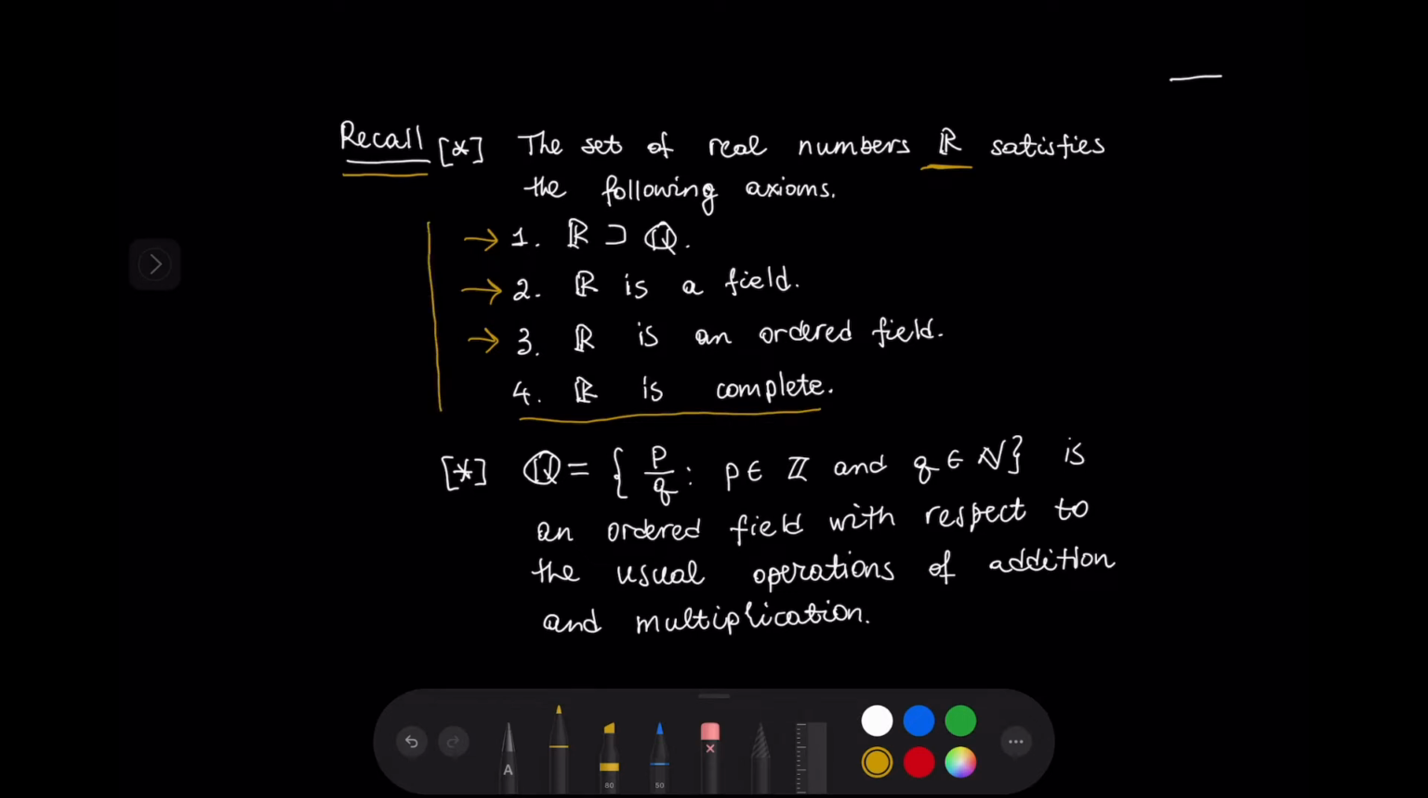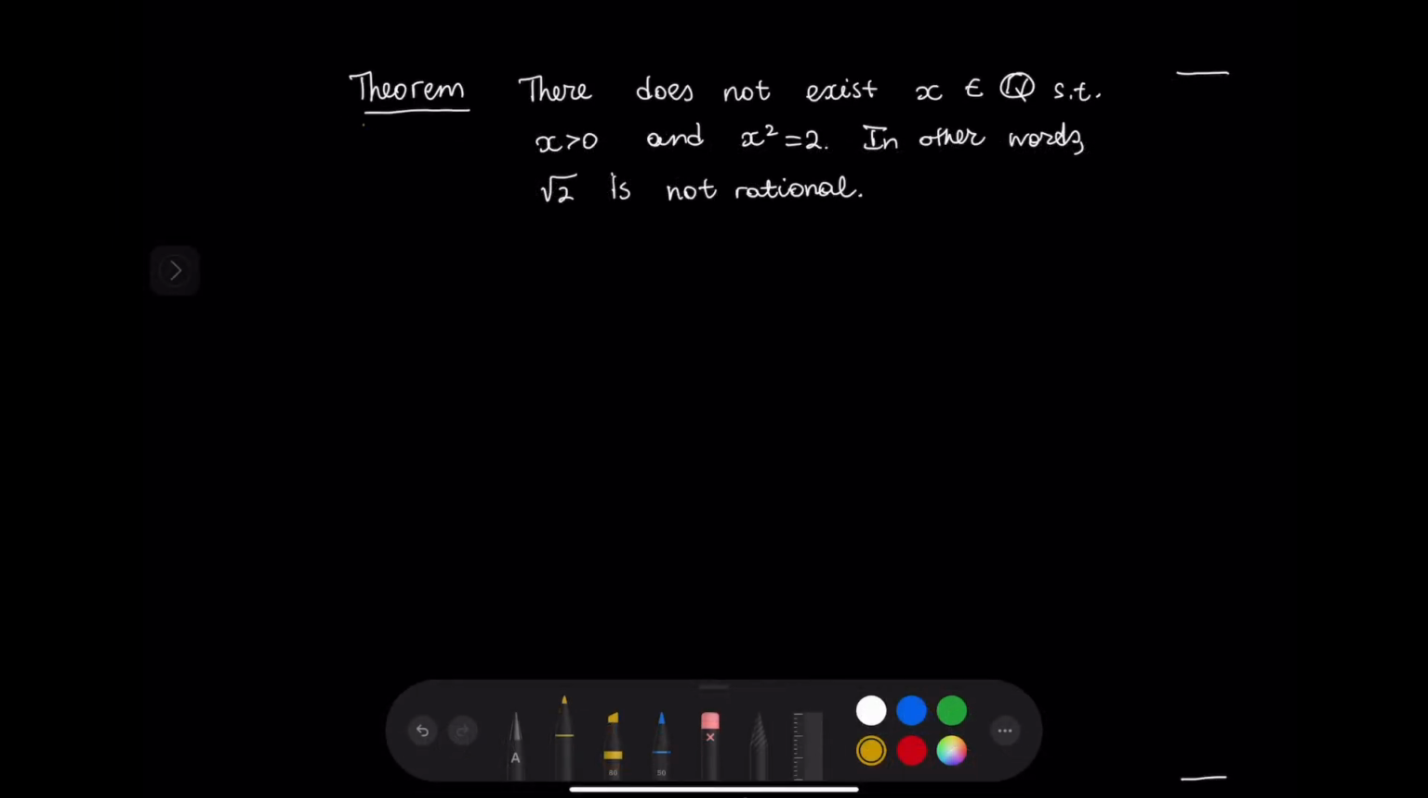And let us also recall that the set of rational numbers is the set of all quotients p over q, where p is an integer and q is a natural number. And actually Q is an ordered field with respect to the usual operations of addition and multiplication, the way we learned them in school. So the next theorem gives us an answer about why we need real numbers.